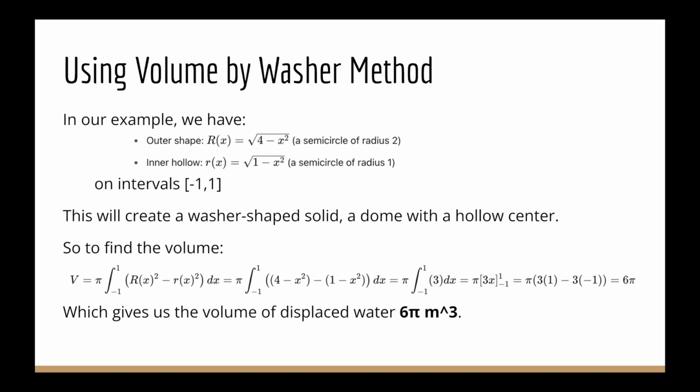Then to find the volume, I have the worked out integral. When you plug in the r of x's for both the outer shape and the inner hollow, it will give us a total of 6 pi. So this 6 pi is our volume of displaced water, so it would be 6 pi cubic meters.